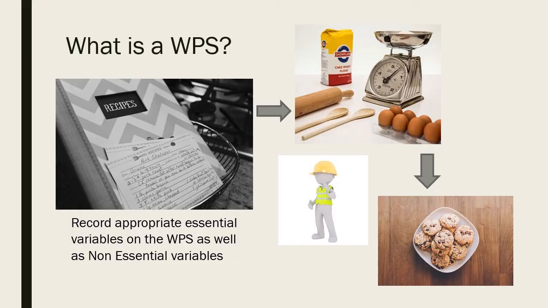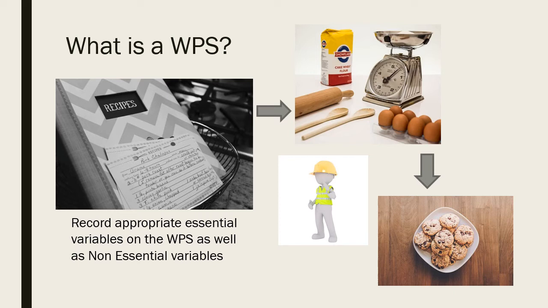A WPS. What is a WPS? Well, a WPS is basically the recipe. We've done our PQR and we've come up with a recipe. We've already cooked the cookies once and everything came out good, and we know that if we follow that process, we're going to get good cookies every time. So with a WPS, we take what we did on the PQR and we make a recipe that the welders are going to use. It's just a work process.